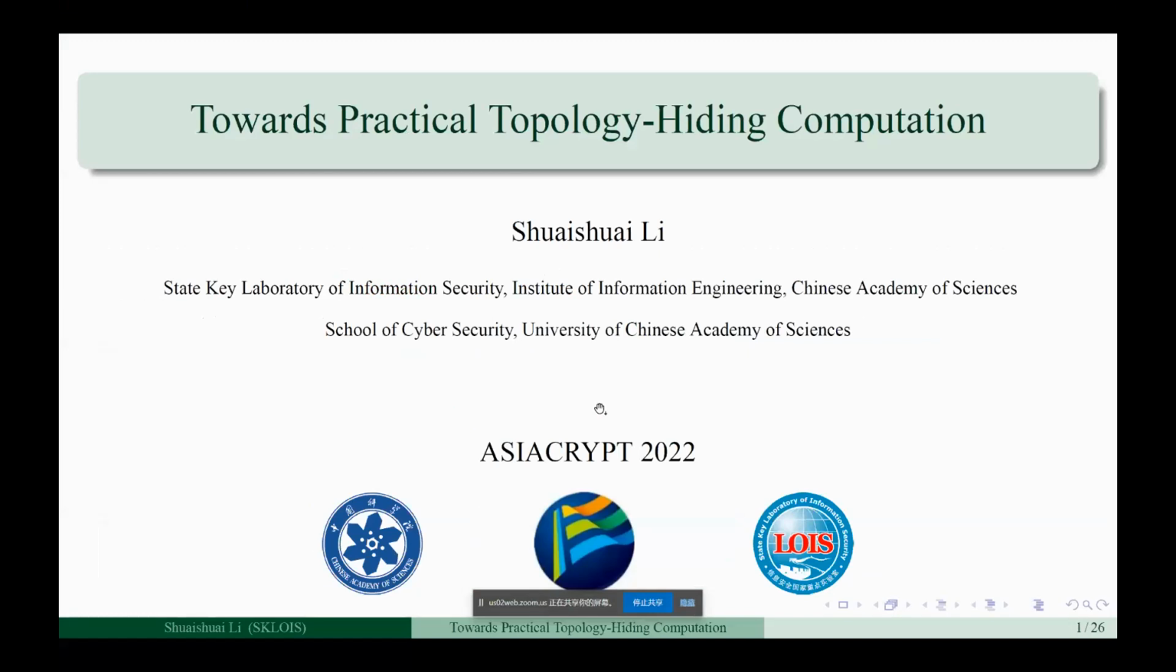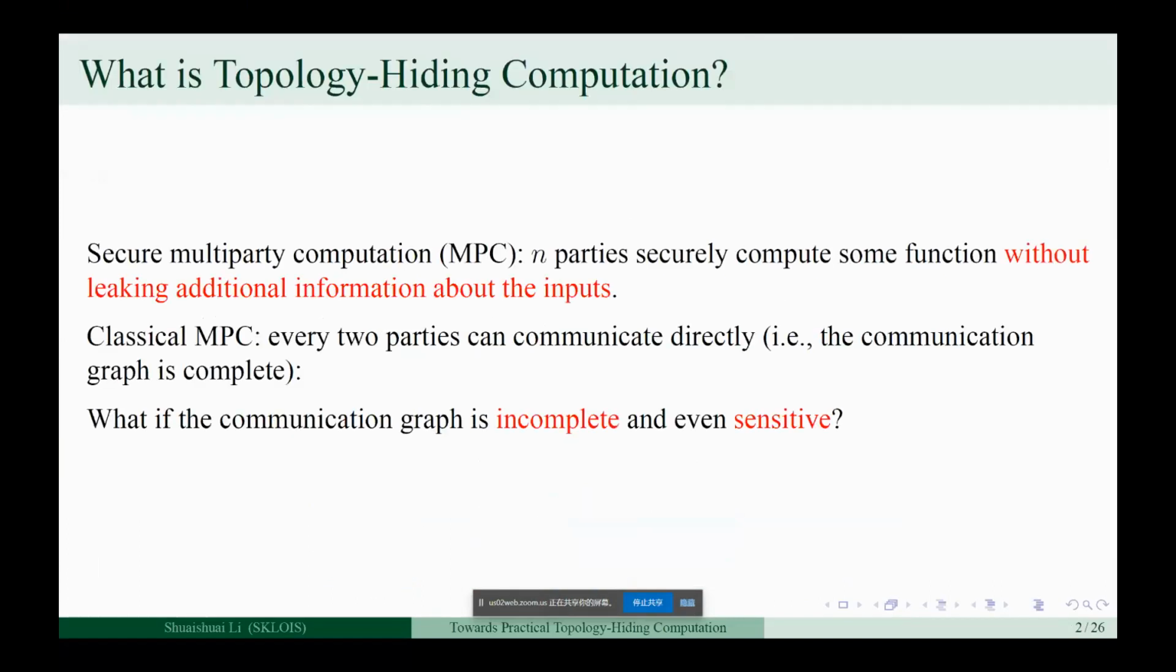Okay, hello everyone. My name is Shuaili. I'm going to introduce our paper in Asiacrypt 2022. The title of our paper is Towards Practical Topology Hiding Computation. Secure multiparty computation allows n parties to securely compute some function without leaking additional information about the inputs.